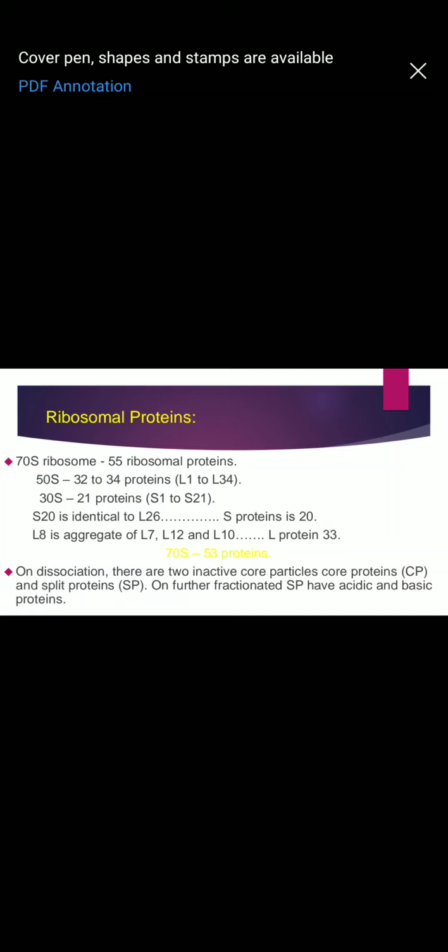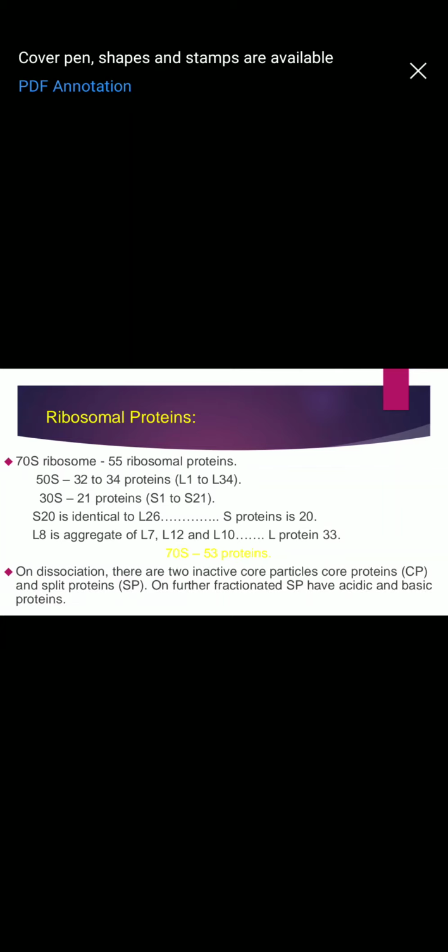But due to research, later on they were able to see that the S20 protein is identical to L26. The S20 protein that we had counted earlier is identical to L26. So we had to take one less in S, so we can say that we are having 20 smaller proteins, or S proteins. Earlier it was 21, now we can say 30S is made of 20 proteins.